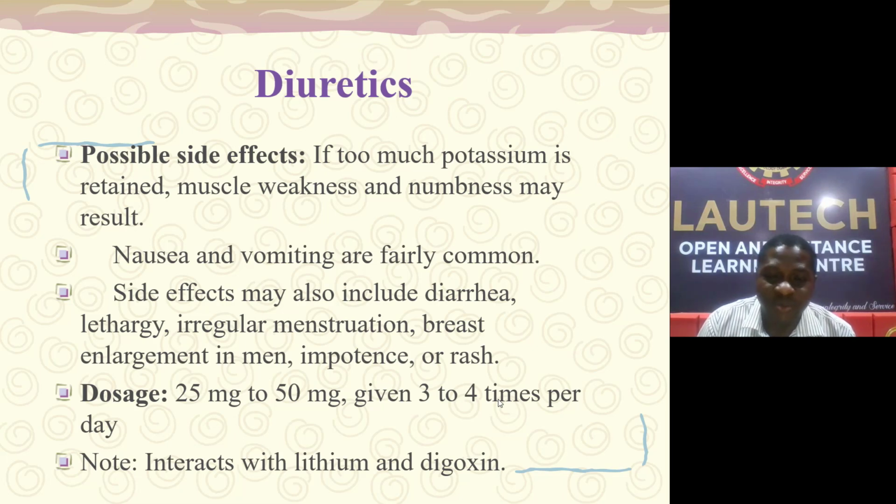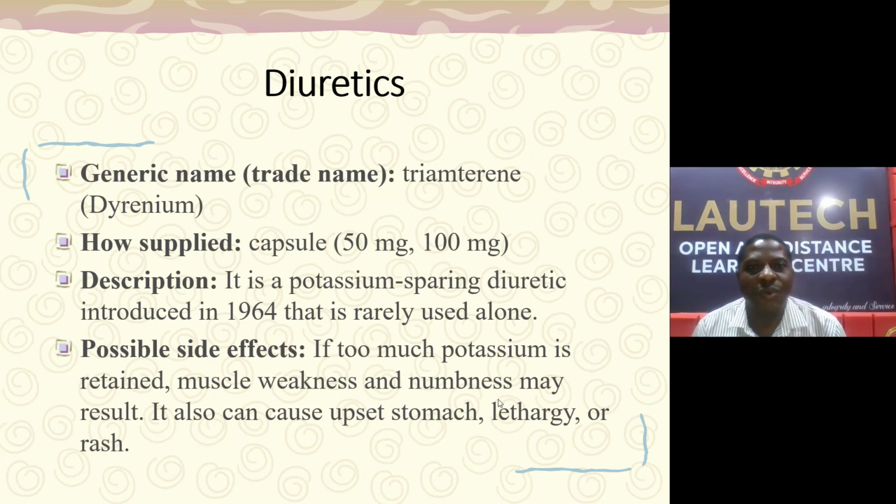So these drugs interact with lithium, and so then I want to look at another example. We have triamterene, supplied in capsule form of 50 milligram and 100 milligram. Description: it is a potassium sparing diuretic introduced in 1964 that is rarely used alone. You take note that all the potassium sparing drugs are rarely used alone. They are used in combination with other drugs or antihypertensive drugs.